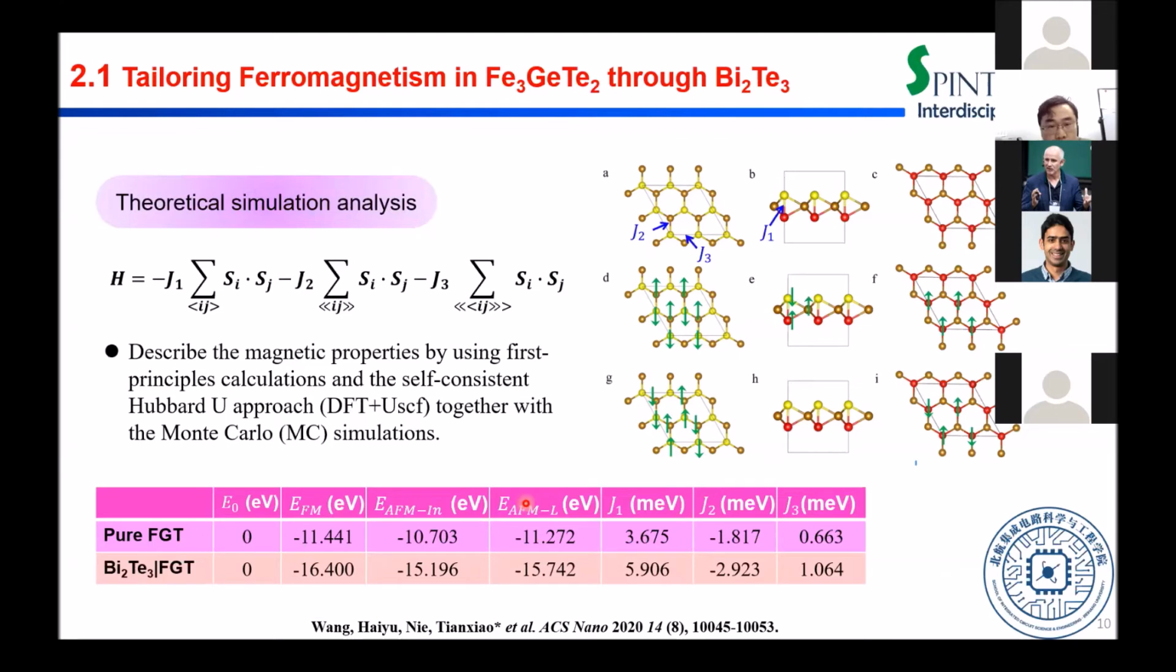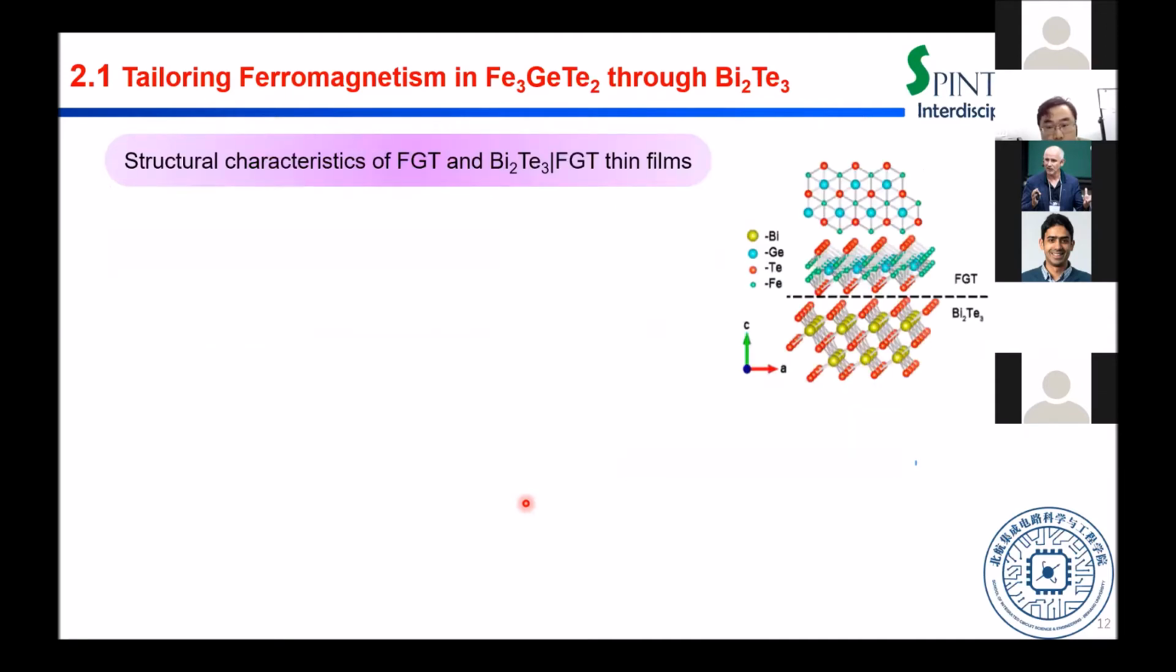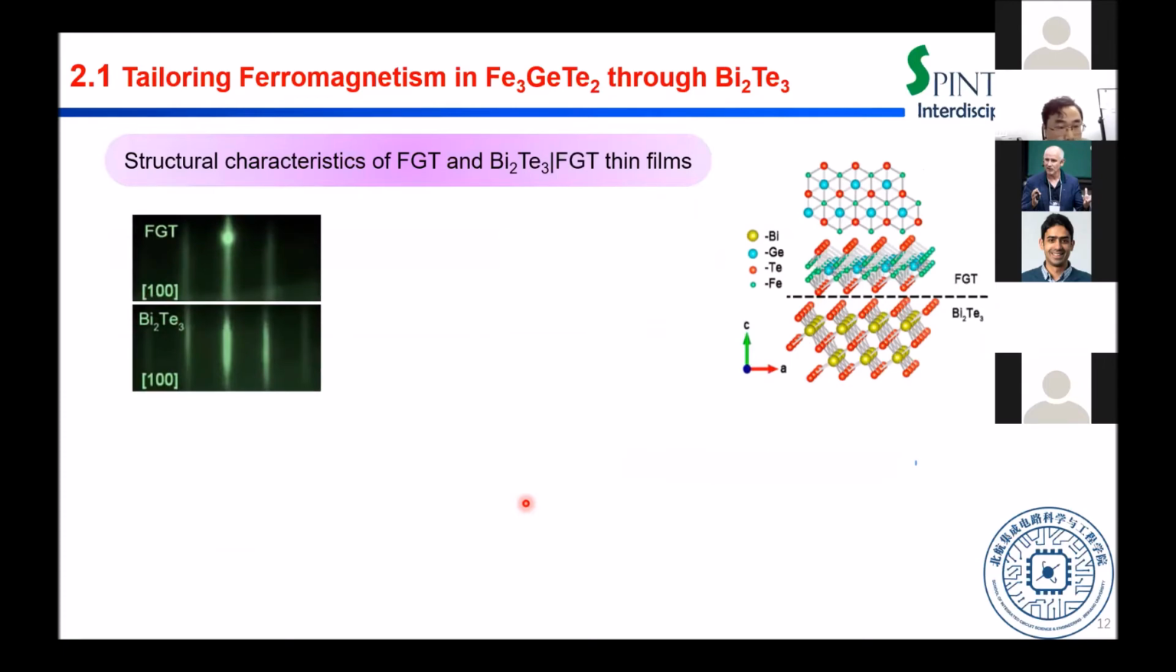Following this theoretical calculation, we do our work by MBE. We grow the iron germanium telluride on bismuth telluride. Our MBE system can maintain a vacuum of 10 to the minus 10 torr, and all the material sources were evaporated by Knudsen cell. This is the structure of the material, bismuth telluride at the bottom and iron germanium telluride on top. And from the RHEED pattern, we can see a very clear 2D streak pattern.